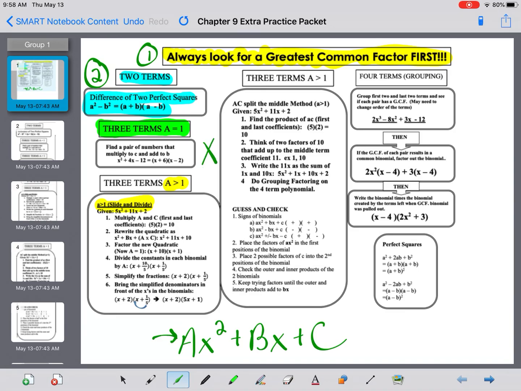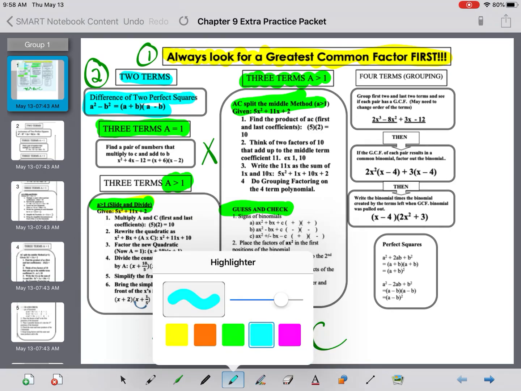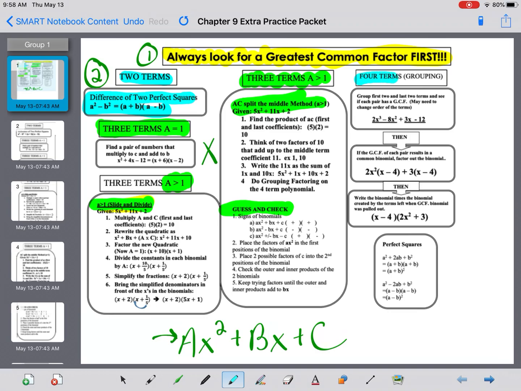If your A value is greater than 1 though, and you can't factor that value out to make A equal 1, you've got the old slide and divide method, you've got the split the middle method. If you're going into pre-calc, they're going to really like you to be able to do the guess and check method. So what I highlighted in green is addressing if there's 3 terms, that's the way this chart's laid out. And then lastly, there is a potential to have 4 terms, and then we use this factor by grouping.